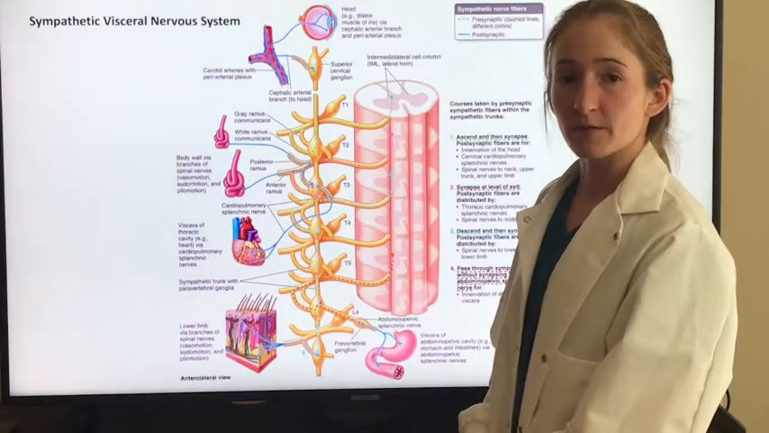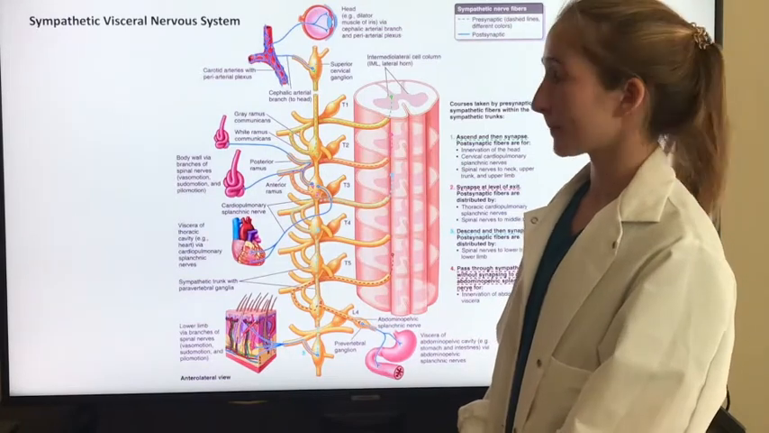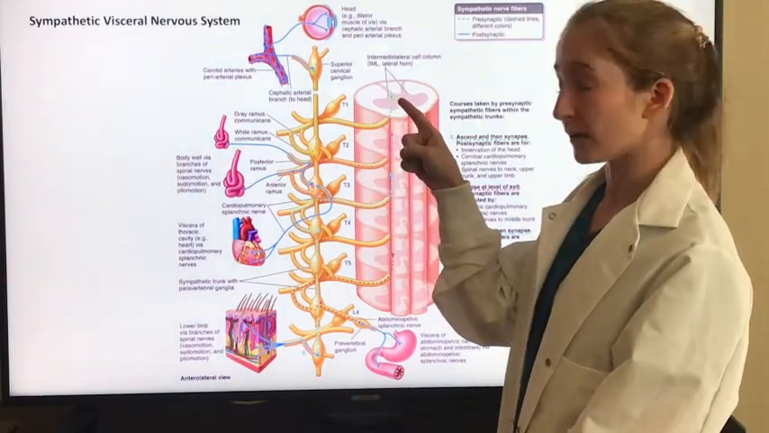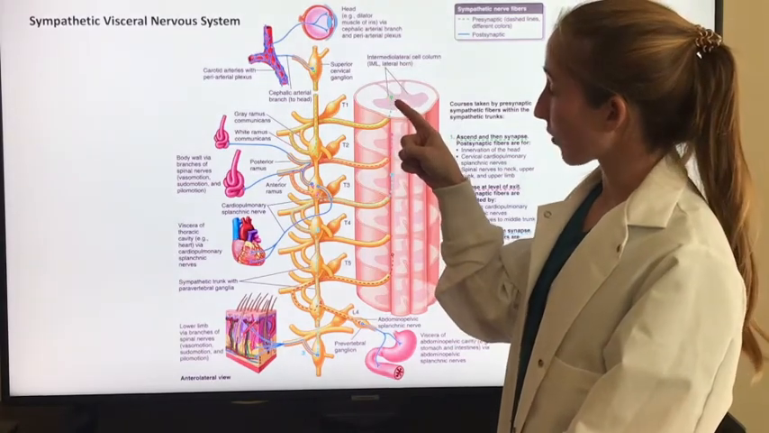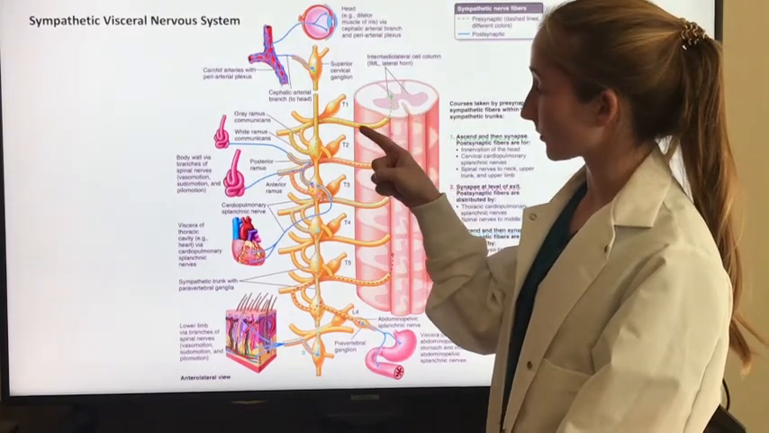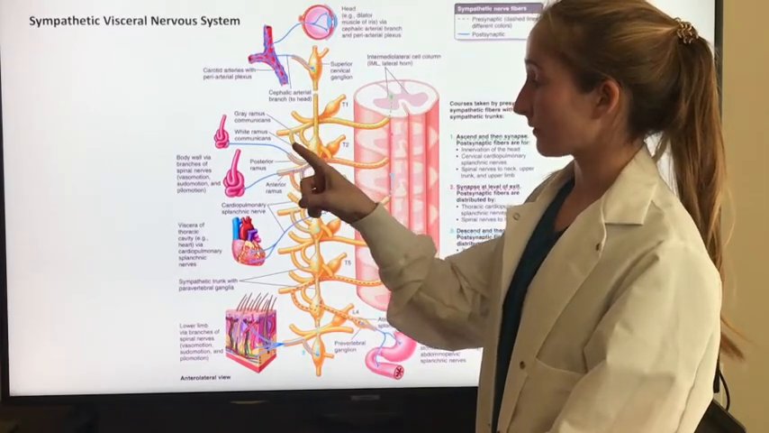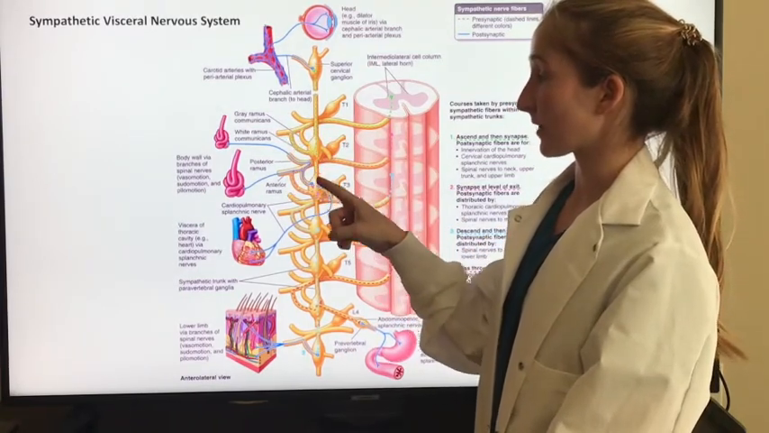Let's follow the course of a presynaptic sympathetic motor fiber. It originates in the gray matter of the lateral horn of T1 to L2 vertebrae. It'll follow the course of the ventral rootlets to the ventral root, to the spinal nerve, to the ventral rami, to the white rami communicantes, where it will enter the sympathetic trunk.